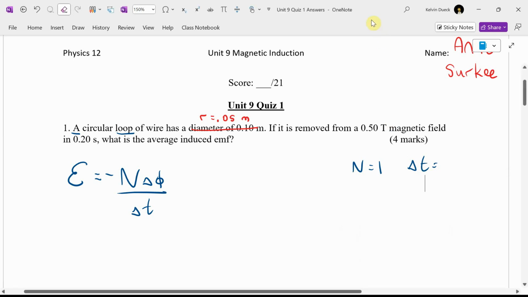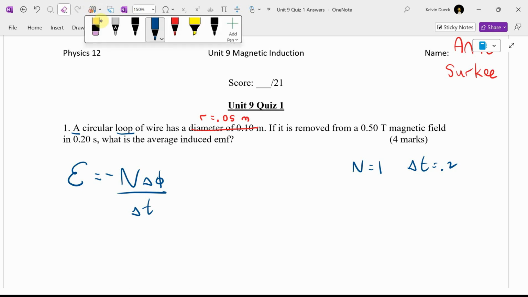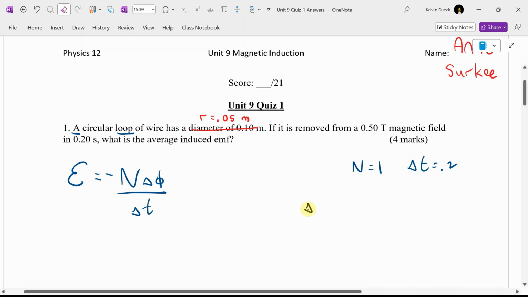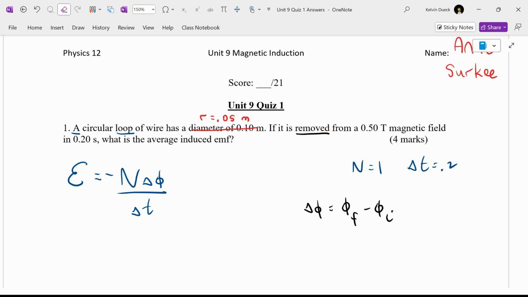I got delta t next because that was kind of plug and chug. What I usually do is I tend to find the change in flux off in the margin. You can do this all in one step if you're feeling bold. I said, okay, the change in flux is going to be the final flux minus the initial flux. Oh, wait a minute. It's removed. If it's removed from the magnetic field, what's the final flux exactly as a number? 0. So I said it's just going to be negative B times A, and it's going to be the initial.